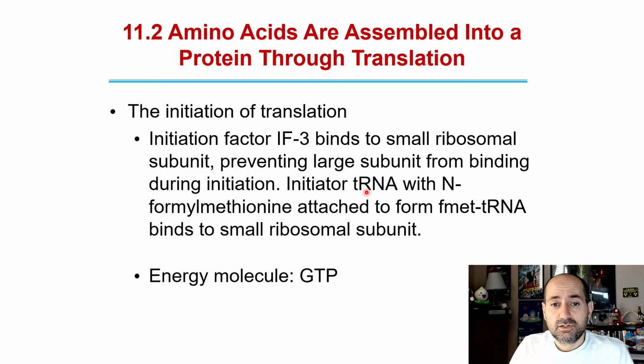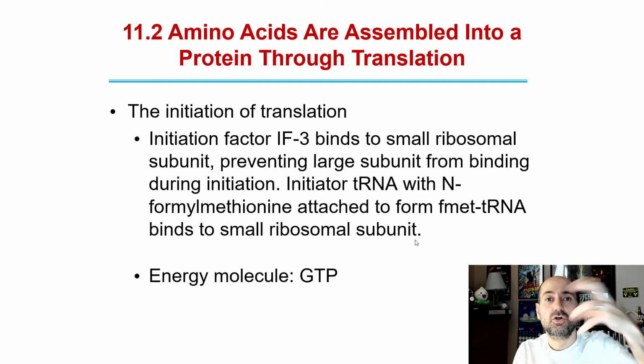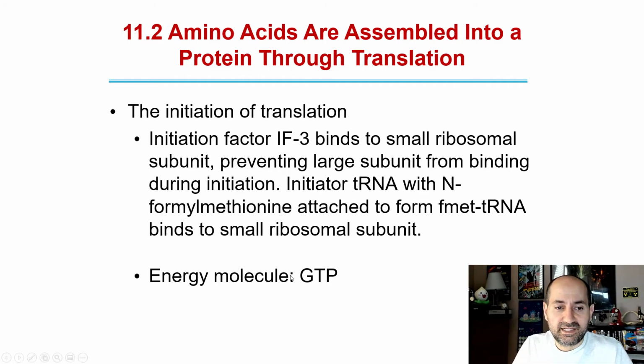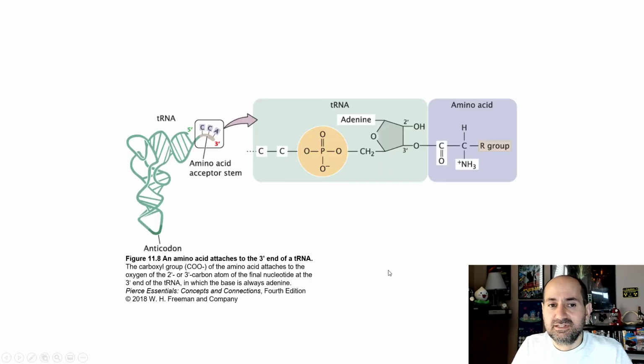There's the initiator tRNA. This is your methionine carrier. Remember, because the first amino acid is methionine. So the initiator tRNA with N-formyl methionine attached to form fMet tRNA binds to the small subunit of the ribosome. So fMet tRNA is the tRNA that brings the first methionine to the small subunit of the ribosome. Initiation factor 3 prevented the large hamburger bun, the large subunit of the ribosome, from attaching. And the energy to do translation is facilitated by GTP. Much like ATP, GTP in the cell is an energy molecule.